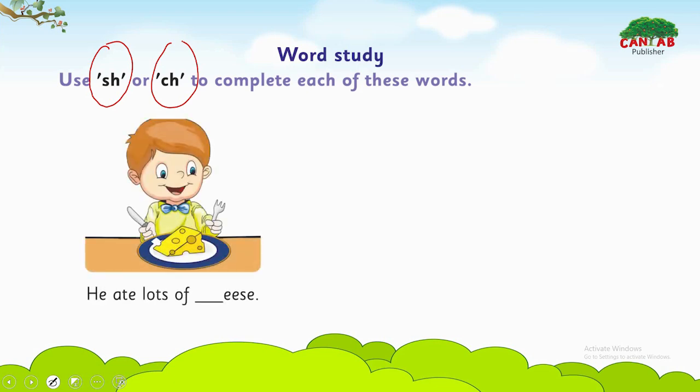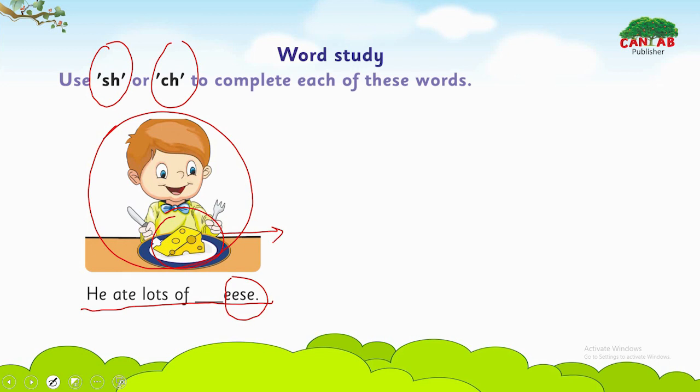He ate lots of dash. Now, what is he eating? What is he eating? Give me the answers. This is cheese. Yes. So, which digraph will be used? CH. He ate lots of cheese.